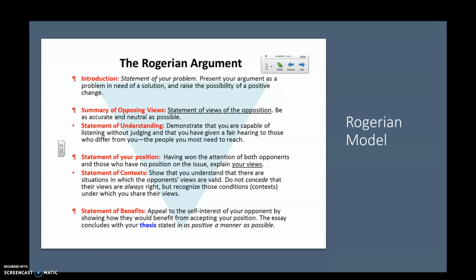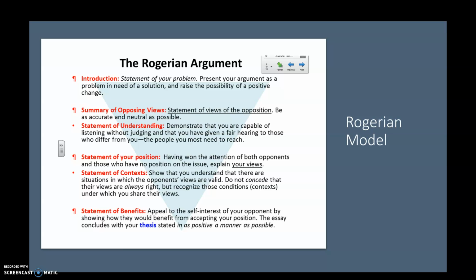Then you summarize the opposing views. So you state the views of the opposition, be as accurate and neutral as possible. And when you finish summarizing the opposing views, you conclude with a statement of understanding where you demonstrate that you are capable of listening without judging and that you have given a fair hearing to those who differ from you, the people that you most need to reach. And this is a really strong appeal to both logos and ethos.